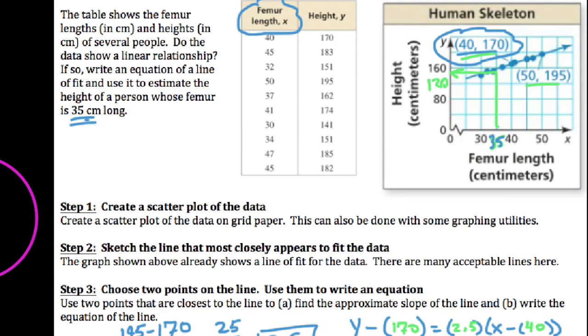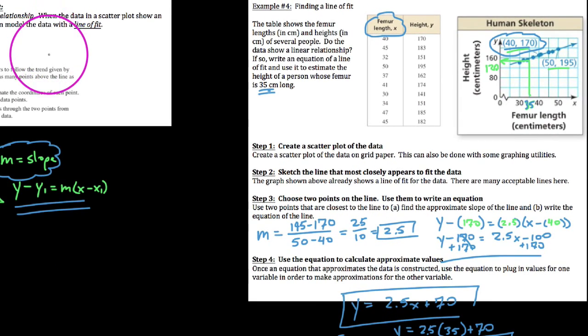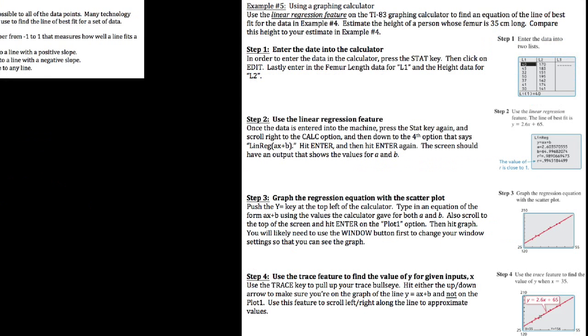So, in this example, we looked at a line of fit. In this next example, I want you to bear with me. We're going to use our graphing utility to come up with what we call a line of best fit. I write here, the line of best fit is a line that lies as close as possible to all the data points. We can actually do this using technology.